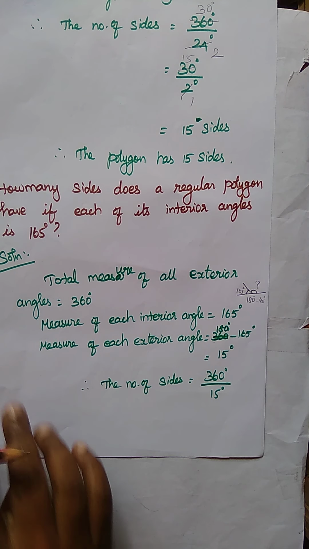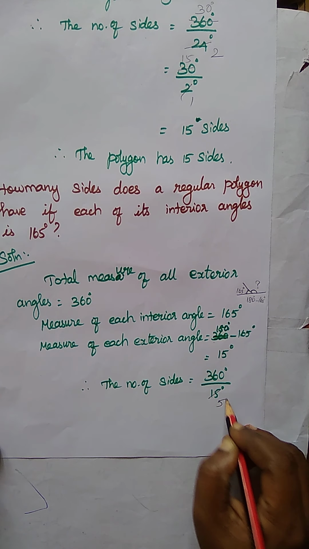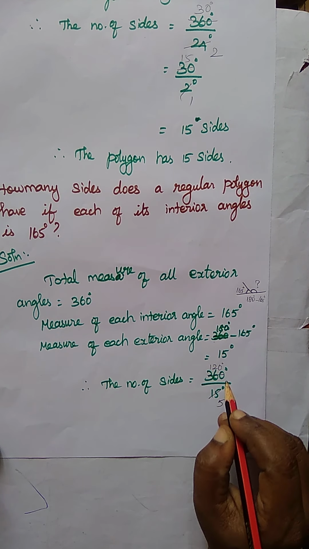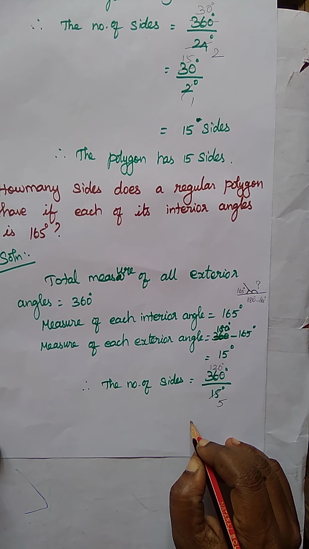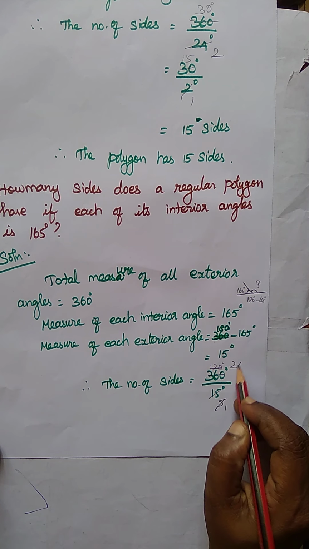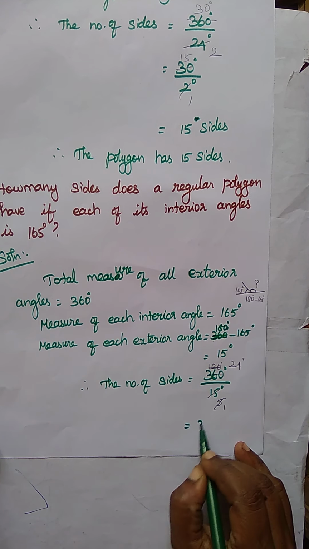We are going to cancel that. In the 3 table, 5 3s are 15, 1 3 is 3, 2 3s are 6, 0. Okay, now in the 5 table, 1 5 is 5, 2 5s are 10, 24, 4 5s are 20. So 24 sides.